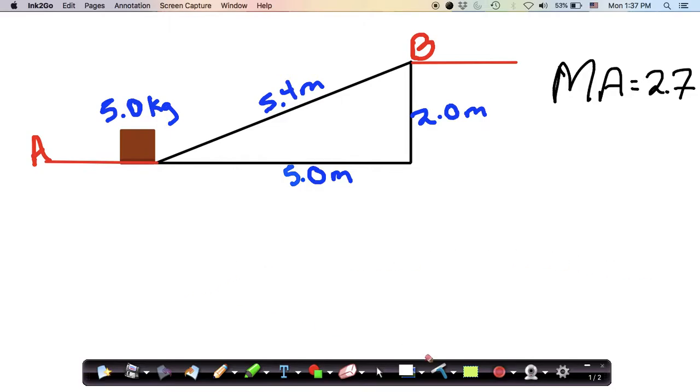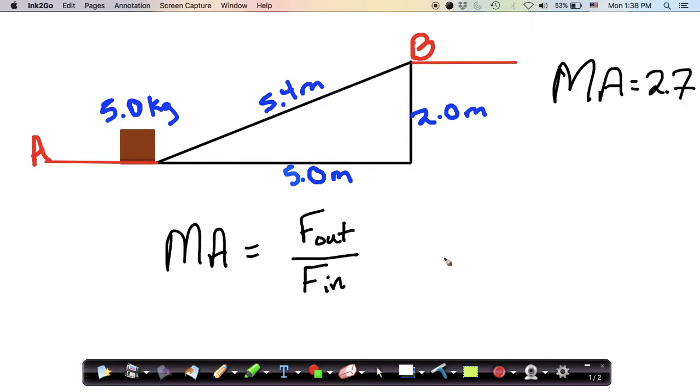Let's say we have this inclined plane. We know its mechanical advantage is 2.7 from its dimensions. I want to know, for a 5.0 kilogram box, what force I will need to push up the incline in order to move this box from position A to position B. So I take the ratio of output force to input force, which is equal to the mechanical advantage, and I solve for input force, because that's what I want to know. How much force am I going to have to exert? The input force is going to be equal to the output force divided by the mechanical advantage.